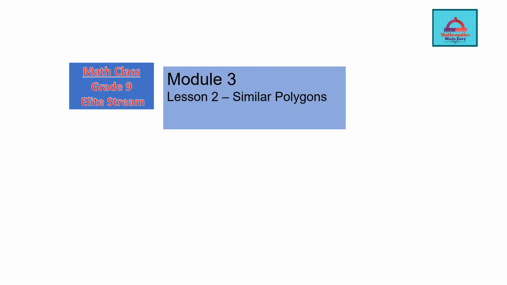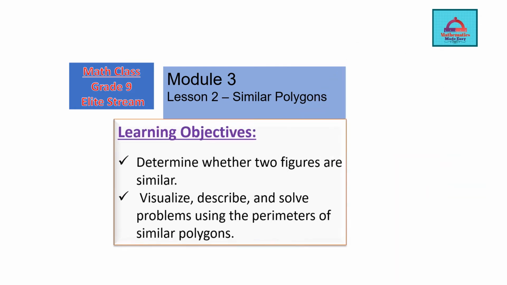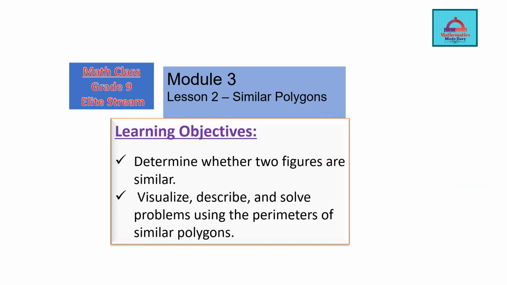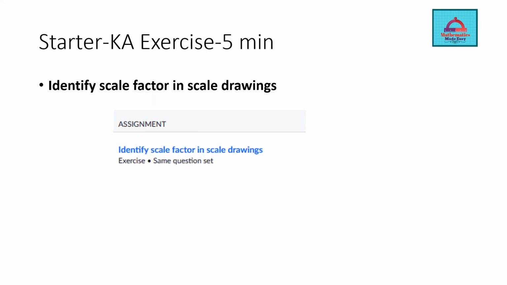Now we move on to our lesson for today, which is similar polygons, lesson number 2. Our learning objectives would be to determine whether two figures are similar and to visualize, describe, and solve problems using the perimeters of similar polygons. So first we'll do a Khan Academy exercise. It's a starter activity which is going to take 5 minutes.